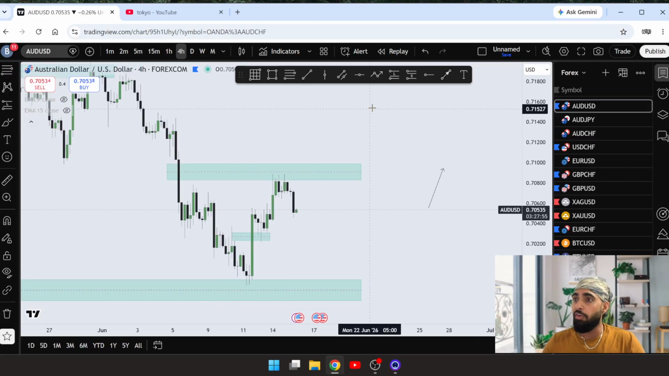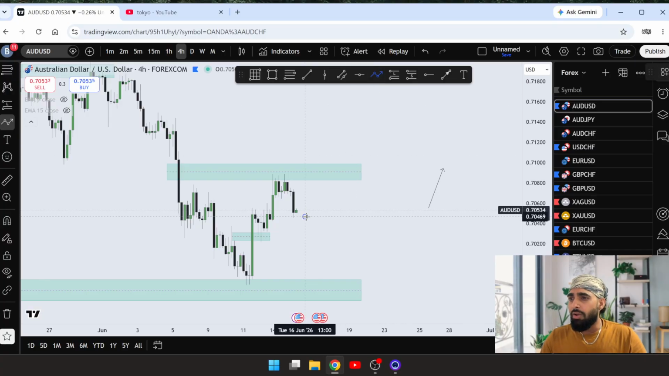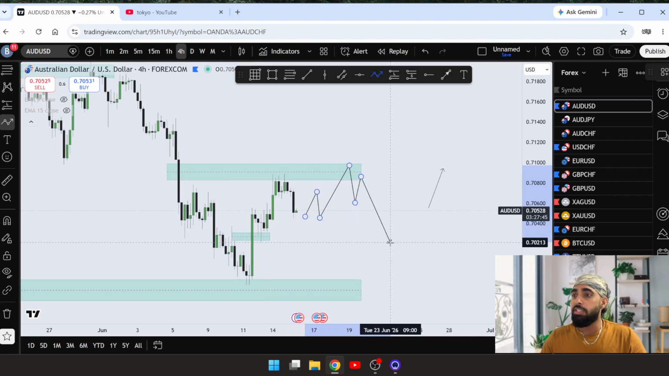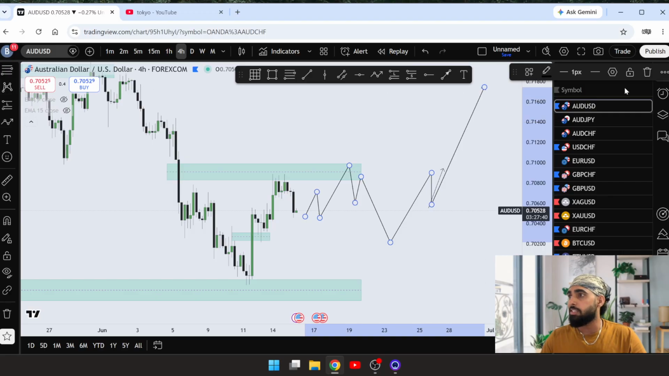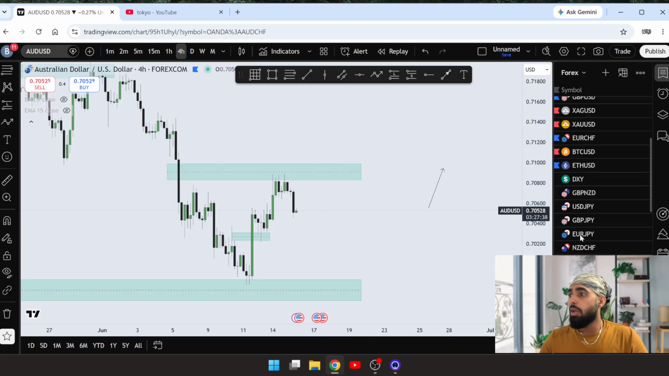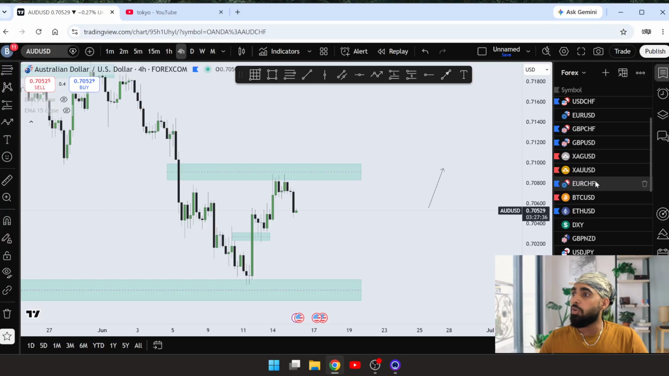So I'm still waiting for AUD USD to turn its gear to the buy side. What I'm expecting here is that it's going to create some liquidity, then it's going to sweep all of these lows, and then from there I'll look for the real move. So this is my view on AUDUSD for now, but in this video let's just go to the gold real quick.